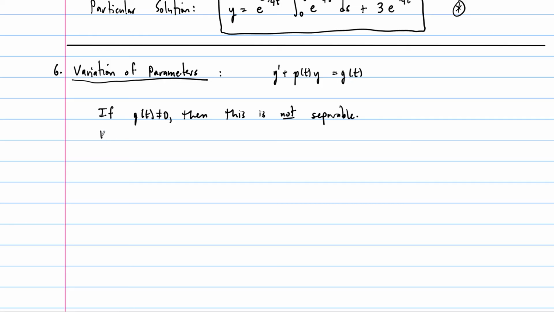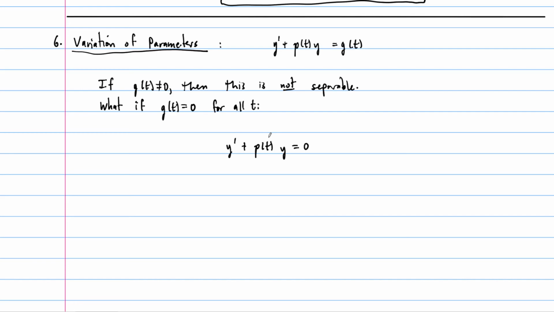Let's ask ourselves, though, what would happen if it is, right? What if g of t does equal 0 for all t? So in other words, what if it's just 0? Let's solve that one. So then we'd have y prime plus p of t times y equals 0. We can solve this, right? So this one is separable now because this left-hand side, remember, means dy by dt. And if we move this over, it's negative p of t times y. And then this is separable, and we get 1 over y dy equals negative p of t dt.